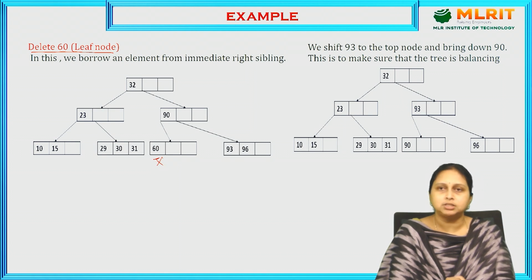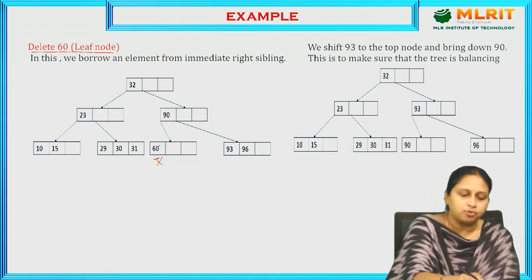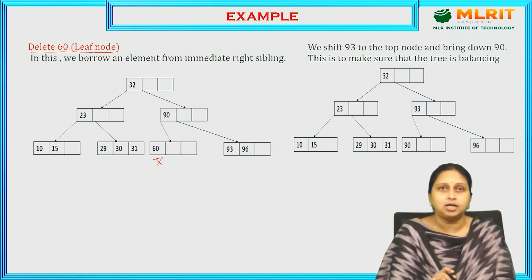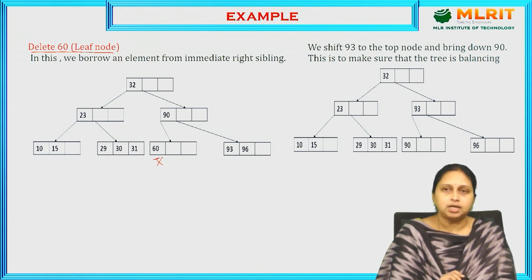No. Why? Because it has to maintain a minimum of 1 key. But if I am going to delete 60, it is becoming 0. That's why we are unable to delete directly. Now, what do we need to do? We are going to check the other cases.